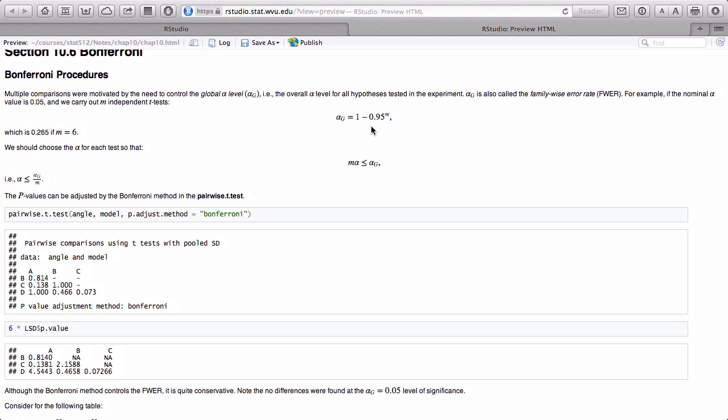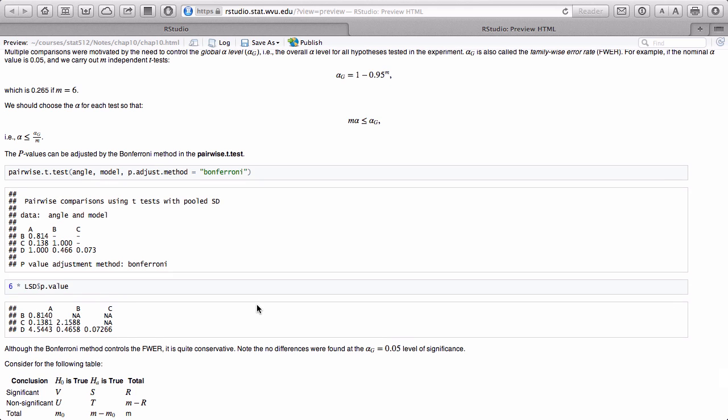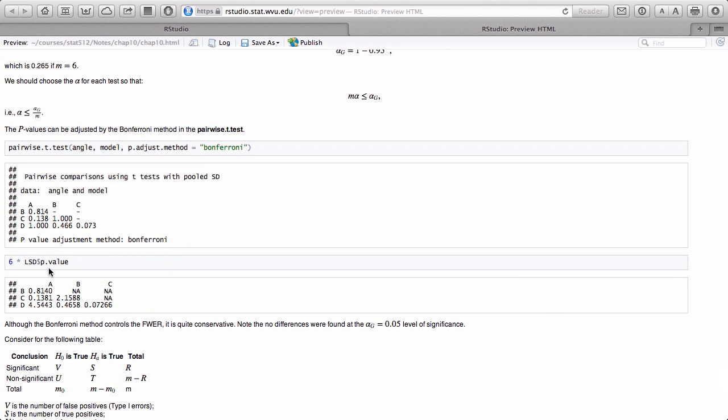So at any rate, one of the things I didn't tell you is how you get these adjusted p-values. How did we get the adjusted p-values for the Bonferroni? Well, it's quite simple. Do you remember the statistic that I called the LSD that I saved previously? That LSD, if I use $p.value, extracts the p-values from it. Now suppose I multiply it times m, which is the number of hypotheses I'm testing, in this case 6.